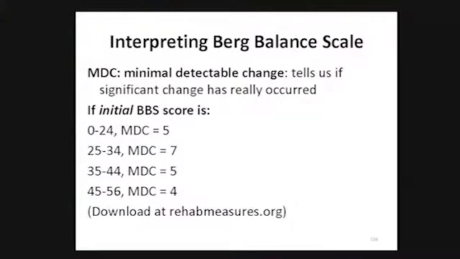Now, interpreting this Burke Balance Scale, or BBS. What's the minimal detectable change if a significant change has really occurred or not? That's the MDC. Well, interesting, they've broken it down to if their initial Burke Balance score on the first day of treatment was between a 0 and 24, the minimal detectable change is 5. If it was 25 to 34, the minimal detectable change is 7, and so on. So you can download this at rehabmeasures.org.